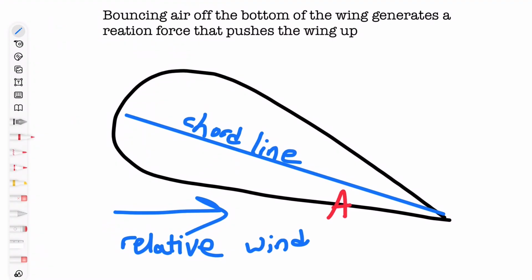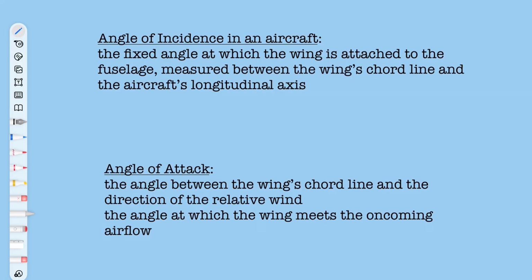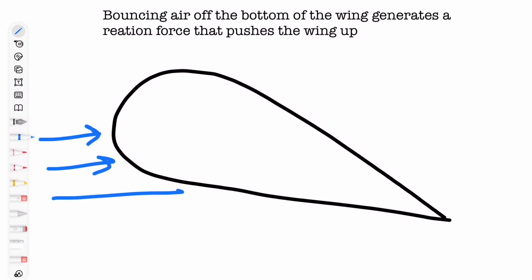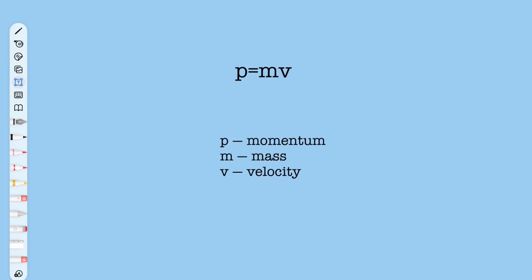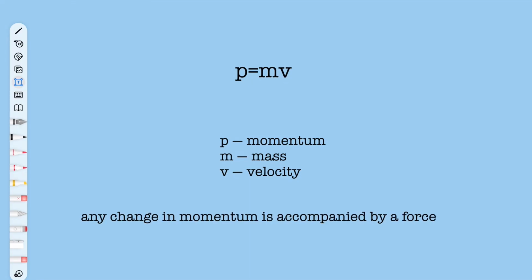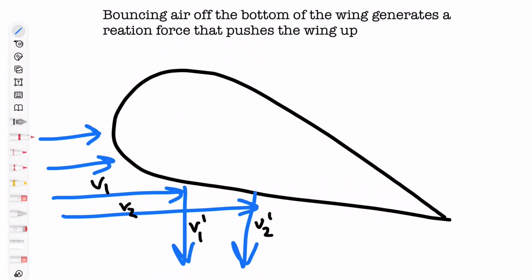The angle of attack is the angle between the wing's chord line and the relative wind, the airflow. Remember, the chord line is drawn from the leading edge to the trailing edge. So, if the front of the wing is upward, then the relative wind will come in contact with the bottom of the wing and bounce off downward. The wing produces a downward force on the air molecules, changing the velocity of this fluid. Velocity is a vector quantity, so a change in magnitude or direction means a change in velocity. Since p equals mv, a change in velocity is a change in momentum. Any change in momentum is accompanied by a force. Due to action and reaction, the air generates an opposing upward force on the wing, generating lift.